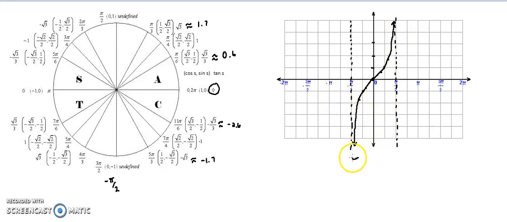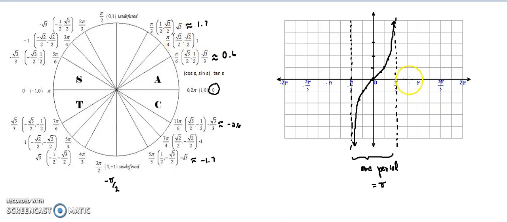Okay, so this is one period of our tangent graph. So one period is equal to pi. Okay, that's a total of pi. Pi over 2 that way, pi over 2 that way. That's a total of pi. One period of tangent is pi, not 2 pi like sine and cosine.